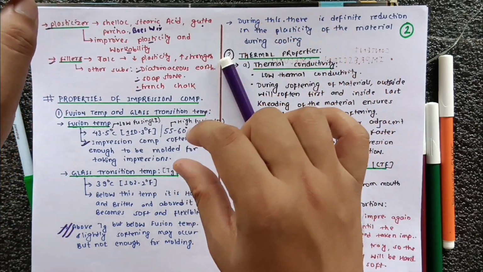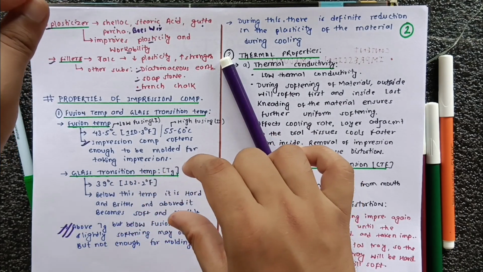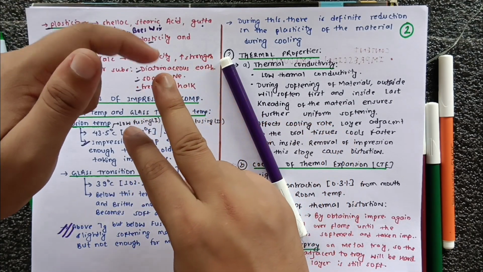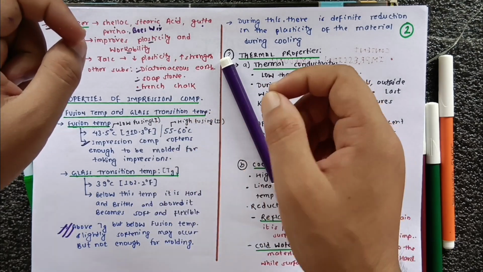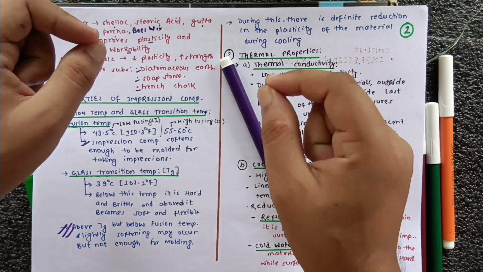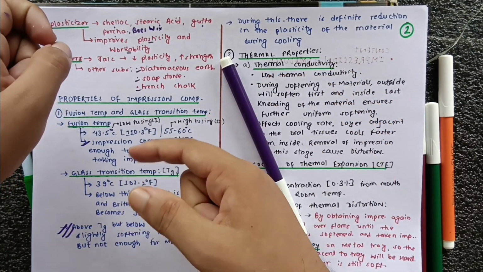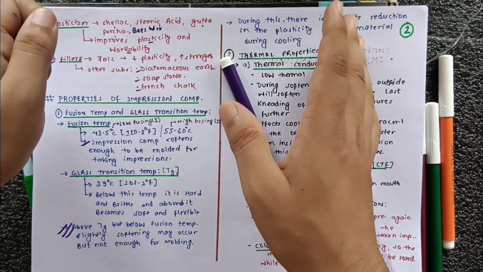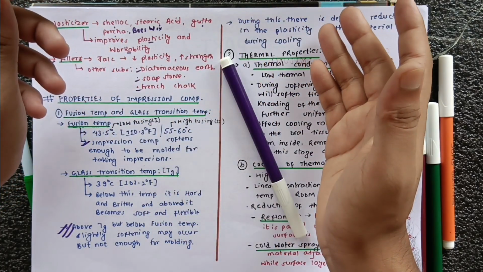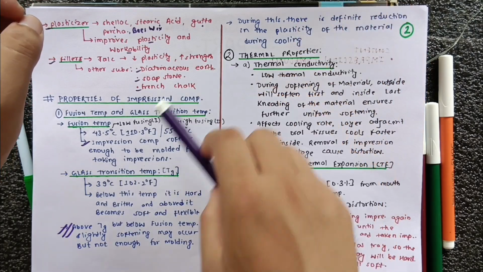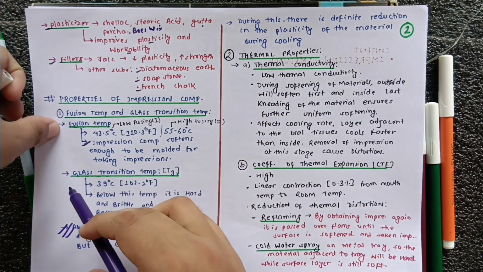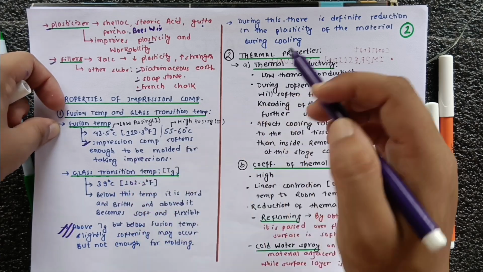Many of us have confusion about the fusion temperature and the glass transition temperature. The fusion temperature is the temperature after which the impression compound is easily molded and you can take the proper impression. But after the glass transition temperature it is soft and flexible but not moldable, and you can't take the impression properly. So you should remember that. I think I have been successful in explaining this properly to you.